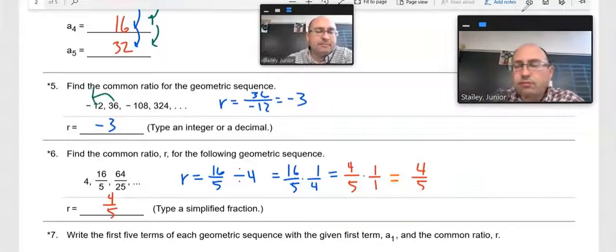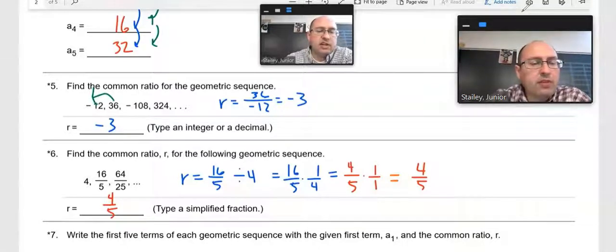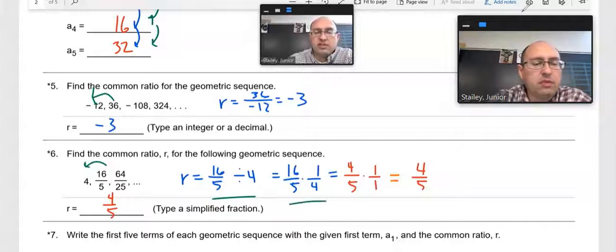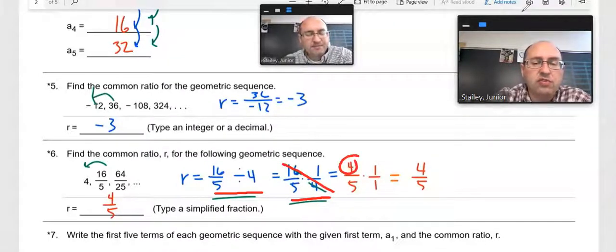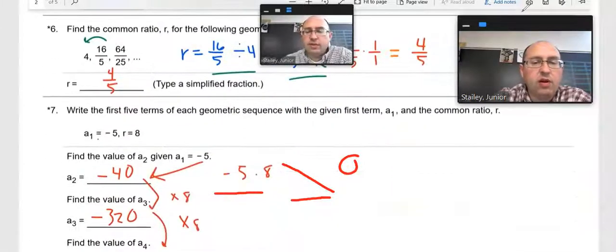Okay. So, number 5, any term divided by the previous term is -3. End of story. It is geometric. You're multiplying by -3 each time. 16 over 5 divided by 4, that's 16 over 5 times 1/4. Remember that keep, change, flip thing. And then you look for any reducing, and 4 goes into 16 4 times, giving me 4/5 times 1.